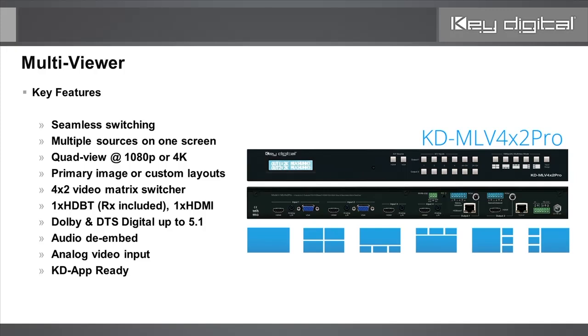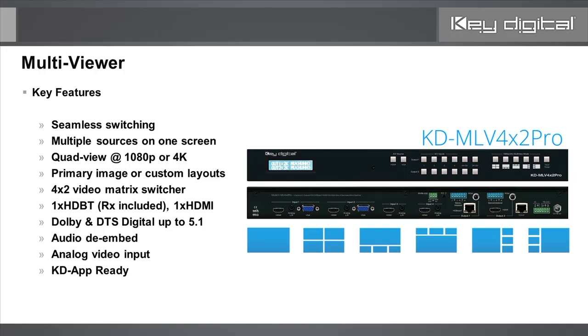But even just as a simple 4 input, 2 output matrix, it has an additional very cool benefit that is seamless switching. So if you have a projector, for example, and you're switching from one source to the next, you will see no break in that image, no blue screen to worry about. That also sets up the Multiviewer KD MLV 4x2 Pro to be a perfect video processor for use in live event applications.